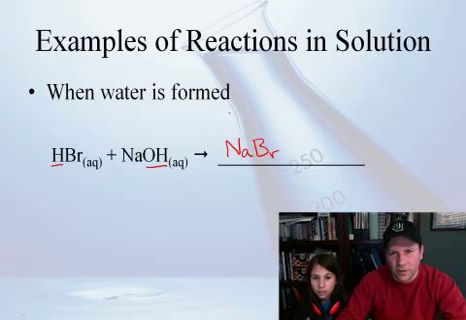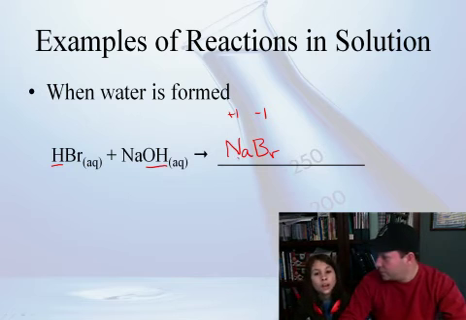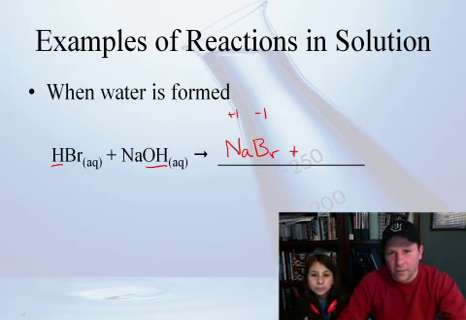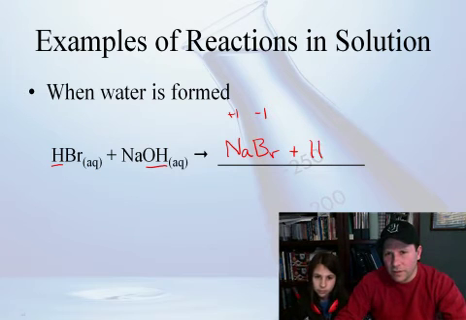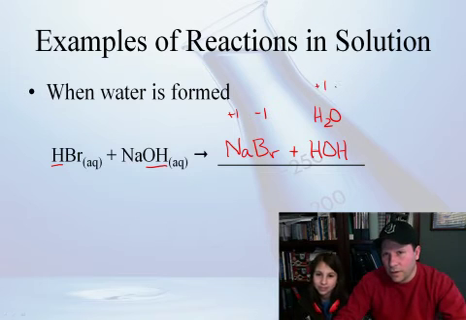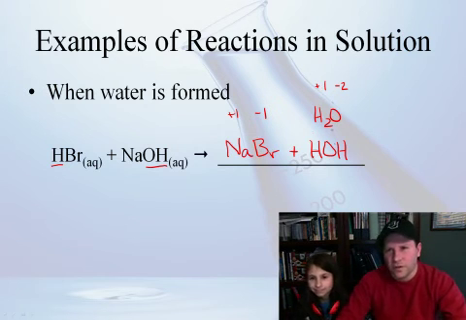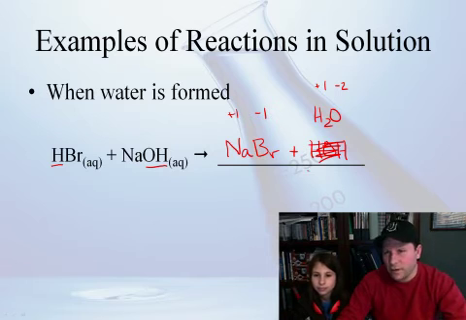Let's make sure it's neutral. Sodium's a +1. Bromine's a -1. Is it neutral? Yep. And then the other thing it forms is the H is going to go with the OH now, right? Which will look like this. HOH. But I'm going to rewrite it. What would you write that as? H2O. And this is a +1 and a -2. Hydrogen's a +1. Oxygen's a -2. Do we need two hydrogens? Then it's neutral. So instead of writing this, we just write H2O.